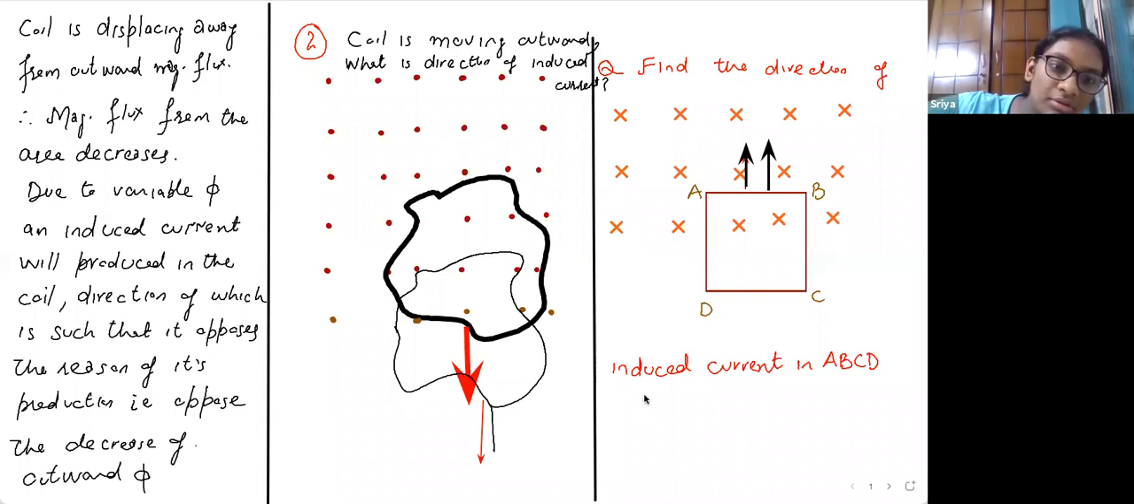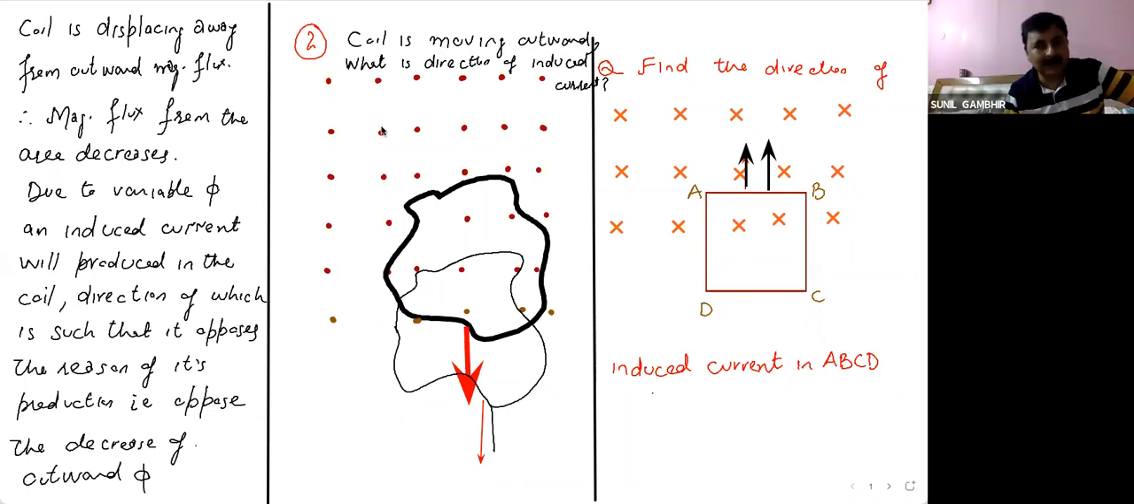Sir? Yes. Sir, in the second question, if the magnetic flux was inward and the coil is being moved away, then would the case be the same? No, let us discuss all the 4 questions. Is this 2 questions clear?